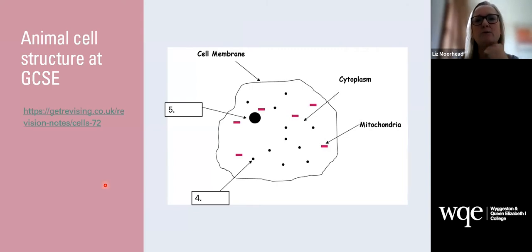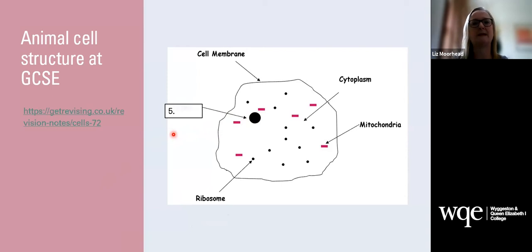Number 4, you wouldn't actually be able to see these with a light microscope, but you are required to know that they're in the cell at GCSE, and they are, of course, the ribosomes, which are where proteins are made. And then finally, this structure here, the largest organelle within the cell, is, of course, the nucleus, where all of the chromosomes are found, and that controls the cell.